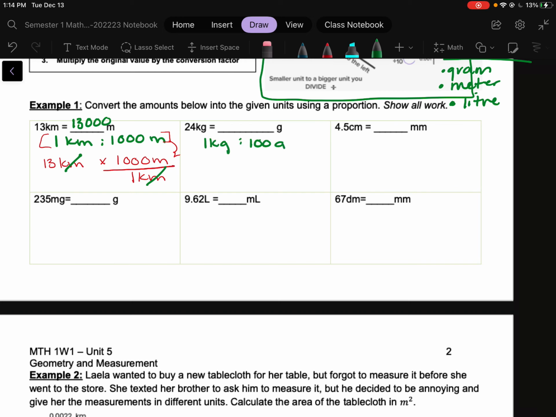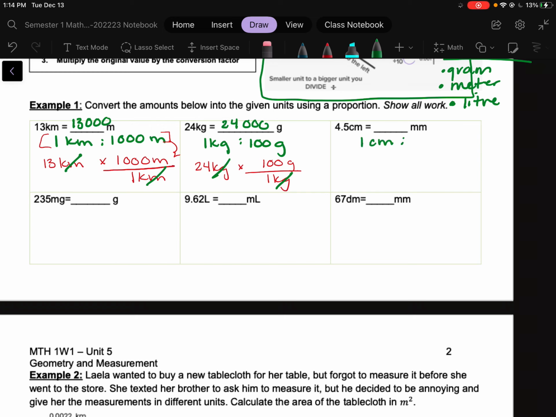Next, up here we have kilograms to grams. So we know that there's 1 kilogram in 1,000 grams. So therefore, we're going to take that 24 kilograms and multiply it by 1,000 grams over 1 kilogram. Our kilograms cross each other out. So 24 times 1,000 divided by 1 is 24,000.